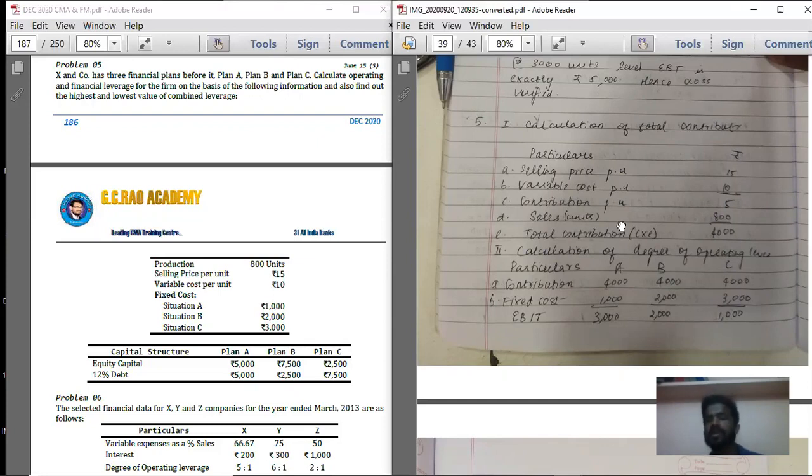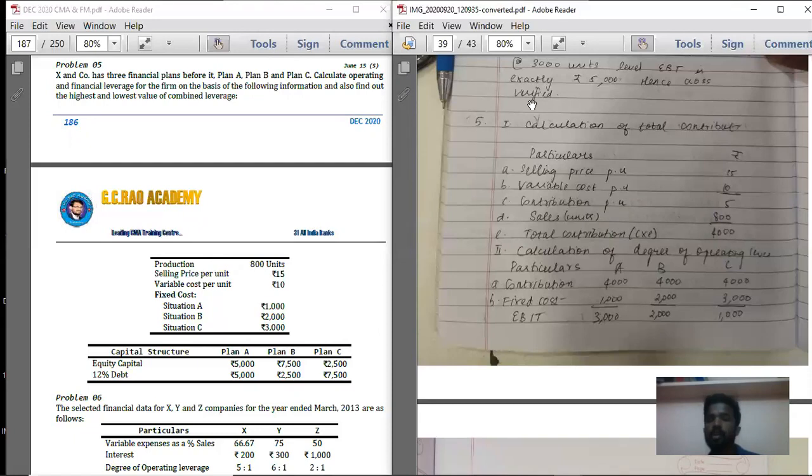Below that, small d, sales in units, amount column put 800. Total production is 800, which they have given here. Now total it: 5 into 800, underline it, 4,000 rupees. In respect of that 4,000 rupees, write down small e, total contribution, within bracket C into D. So we have calculated total contribution, that is 4,000 rupees.